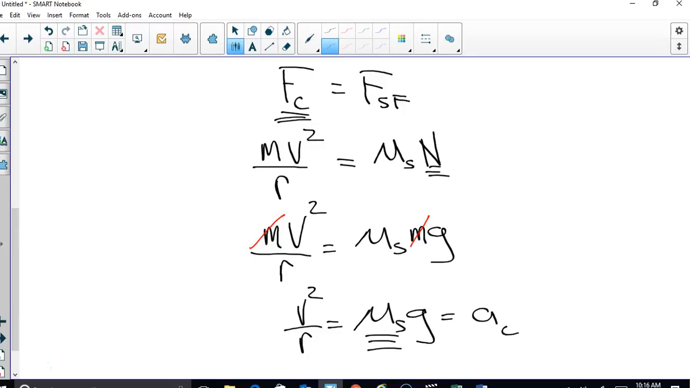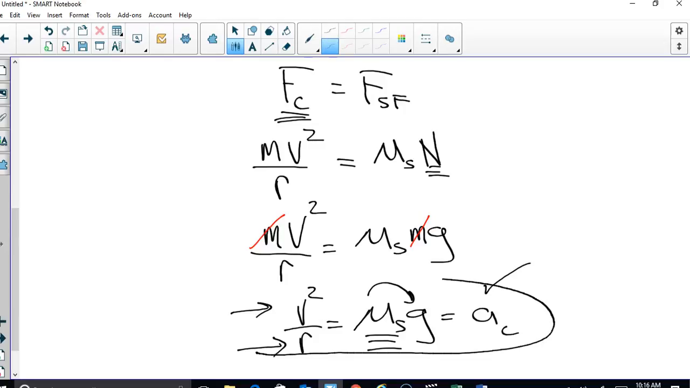So you can get it a bunch of different ways. If you know mu, you can multiply that times g. That's your centripetal acceleration. If you know the velocity of the car and the radius, you can get it that way. So this relationship will be important. You can jump all over the place with that thing, find out different things. So hopefully that helps you get these types of problems done.